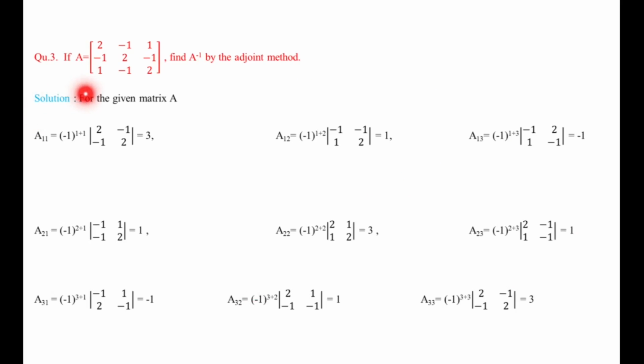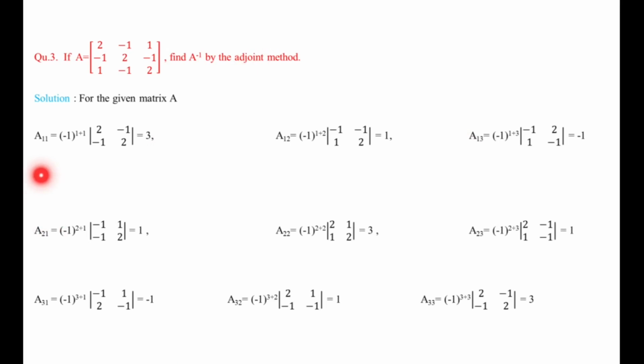Now the next question, third. A equals to 2, -1, 1, -1, 2, -1, 1, -1, 2. Find A inverse by the adjoint method. That means here we again have to find the minors, cofactors, the cofactor matrix, the transpose of the matrix, and then use the formula A inverse is equal to 1 by determinant of A into adjoint of A.